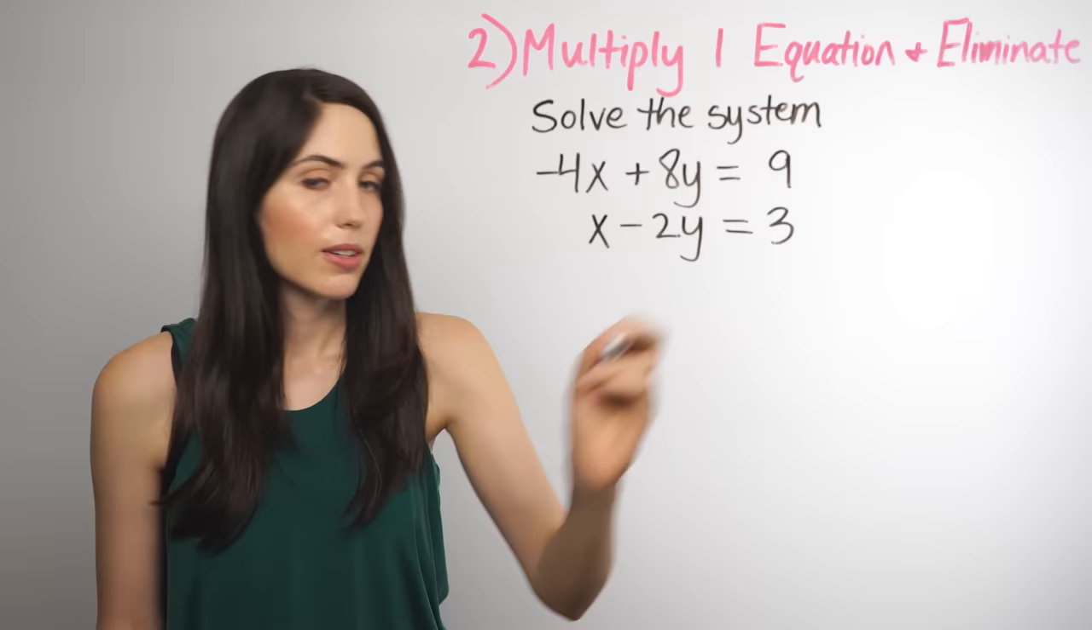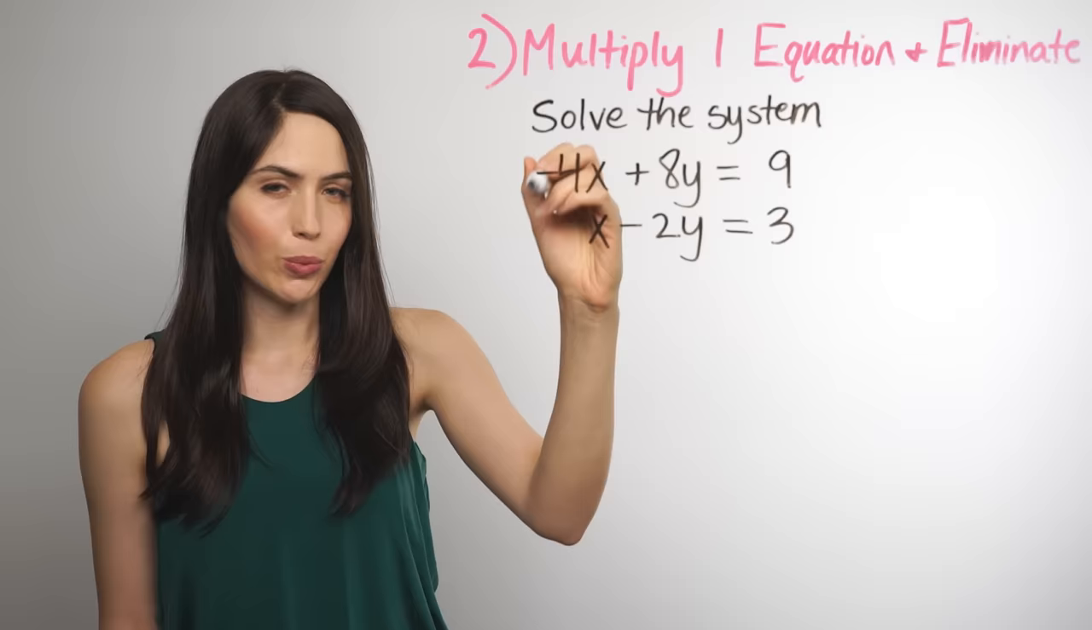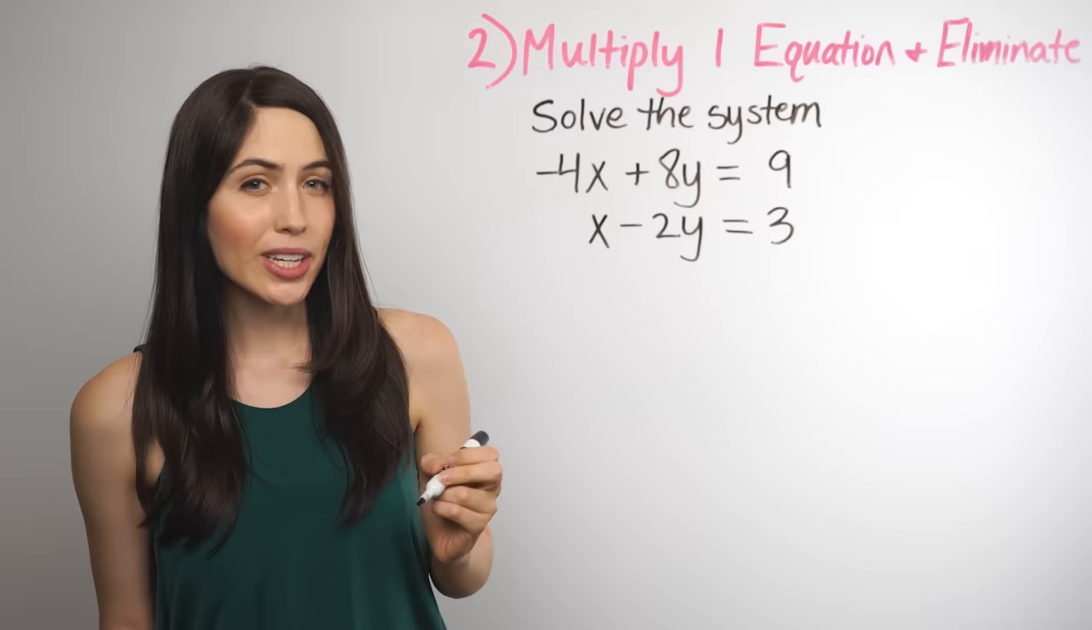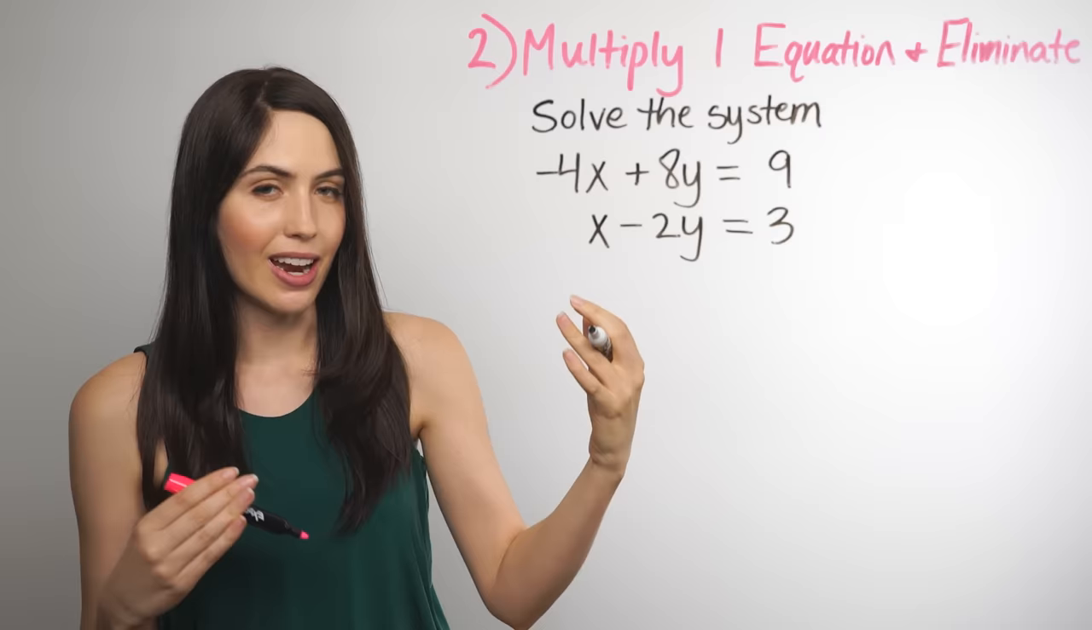Okay, so sometimes things are a little nastier and just adding the equations is not enough. Like in this example, if we added these two equations, the x terms wouldn't cancel and the y terms wouldn't cancel, so we have to do something else. You have to get a little more calculating and tweak one of the equations by multiplying it by a number, the whole thing, and then adding the equations. So look at this example.